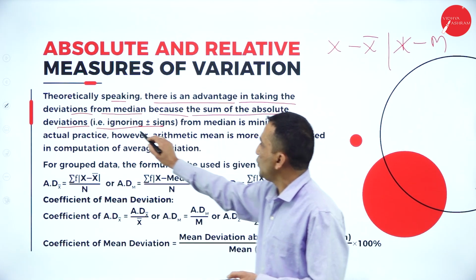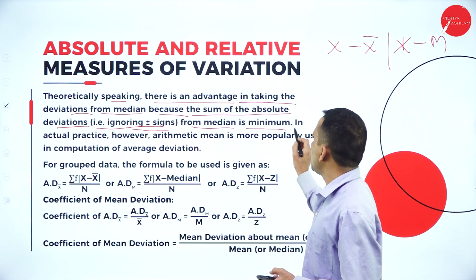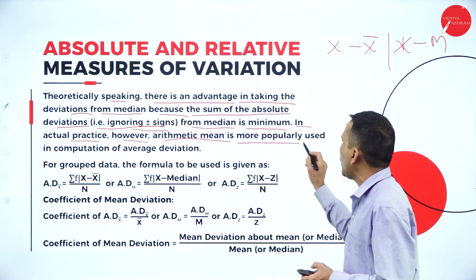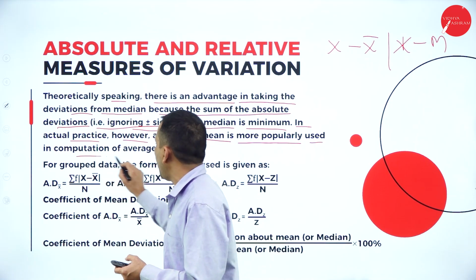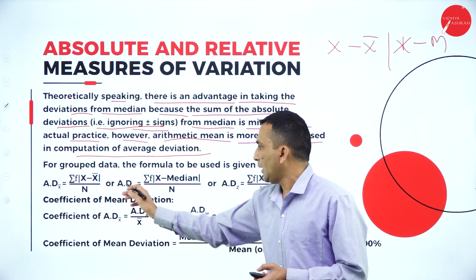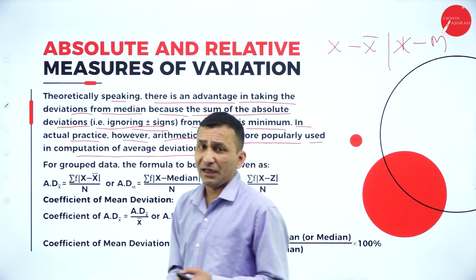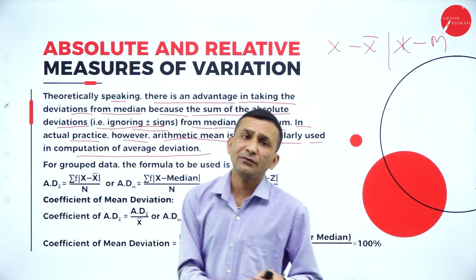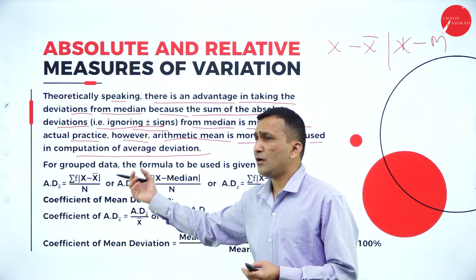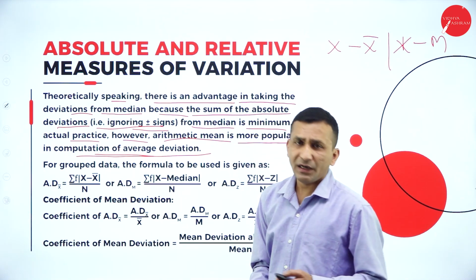theoretically, the sum of absolute deviations, ignoring plus or minus sign, from the median is minimum. In actual practice, however, the arithmetic mean is more popularly used for computation of average deviation. So with the help of the mean, median and mode, we can calculate mean deviation from mean, mean deviation from median, and mean deviation of mode. The mean deviation of mean is always the familiar computation of average deviation.